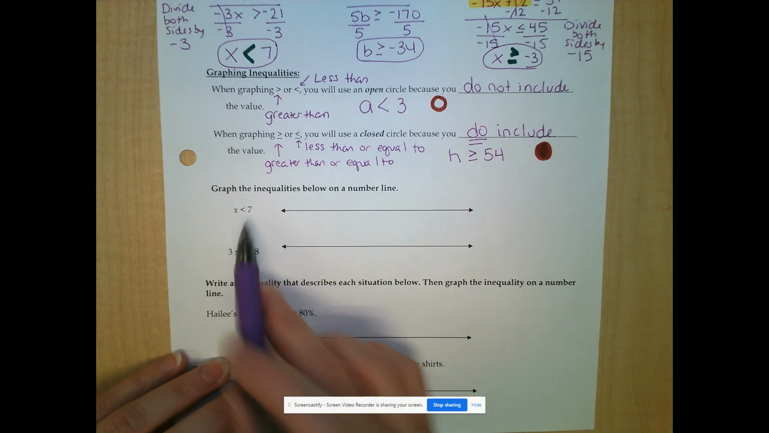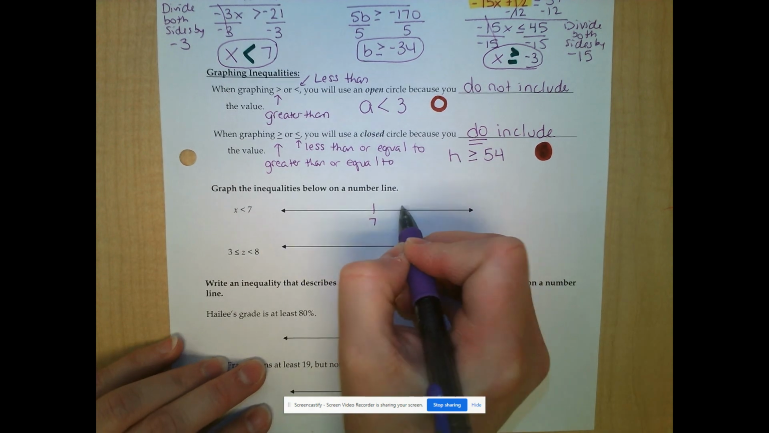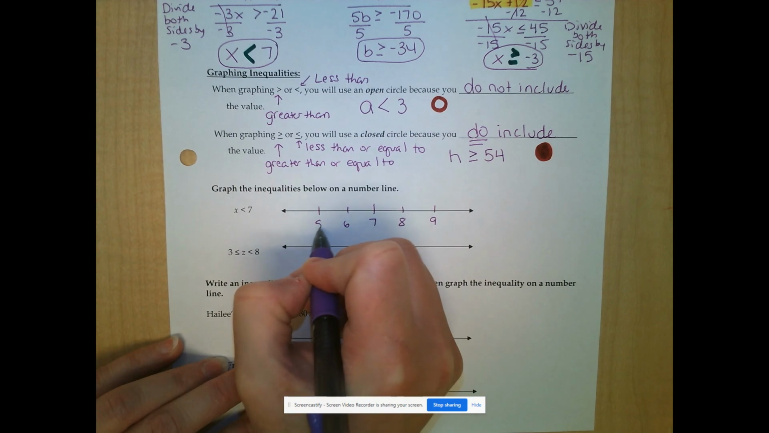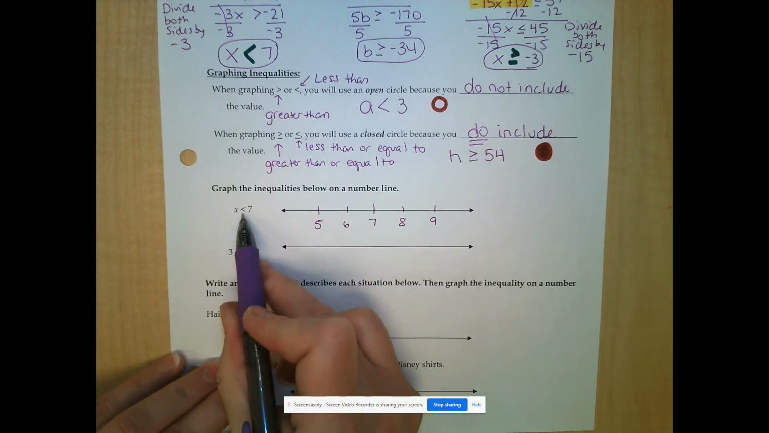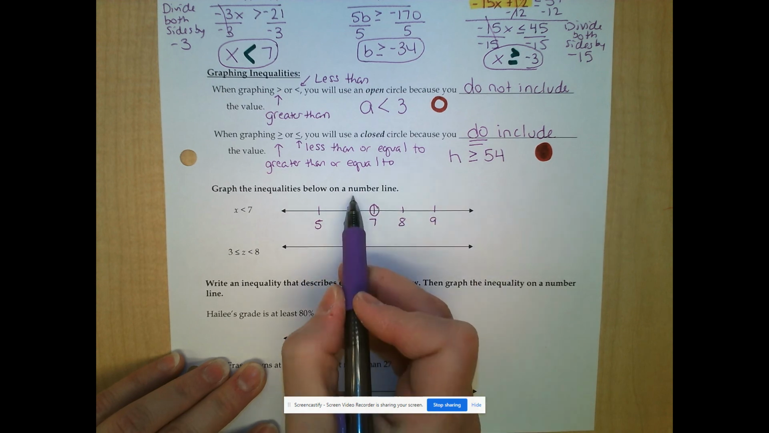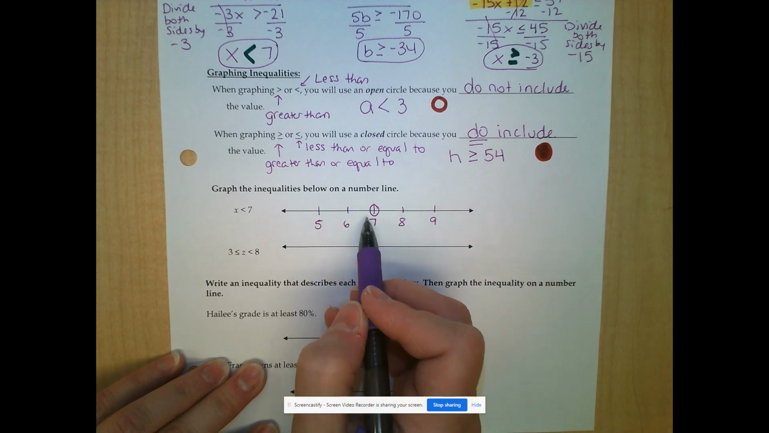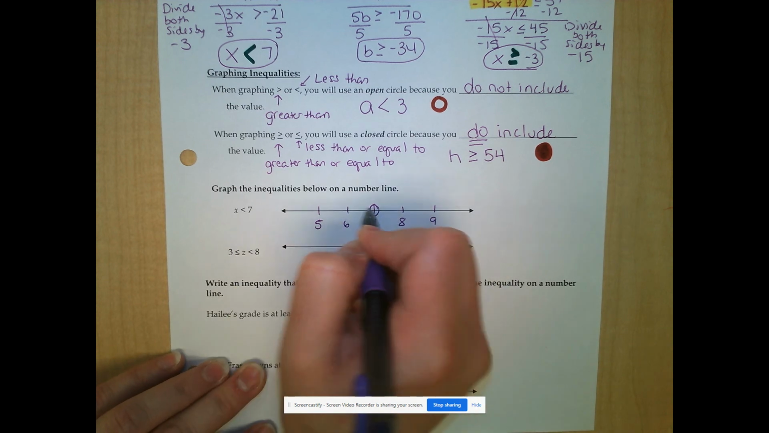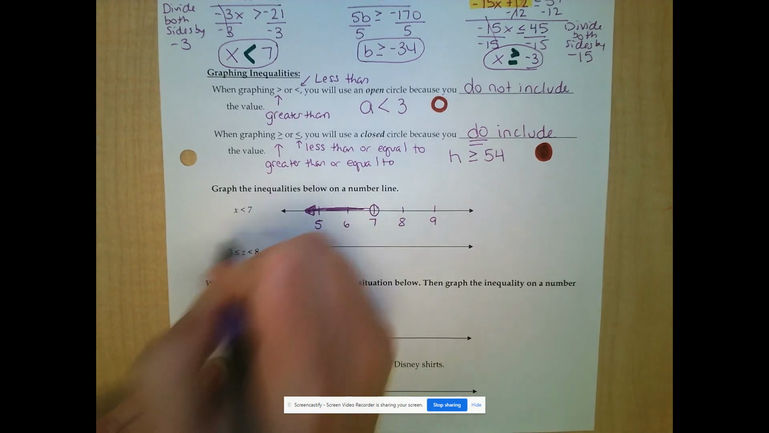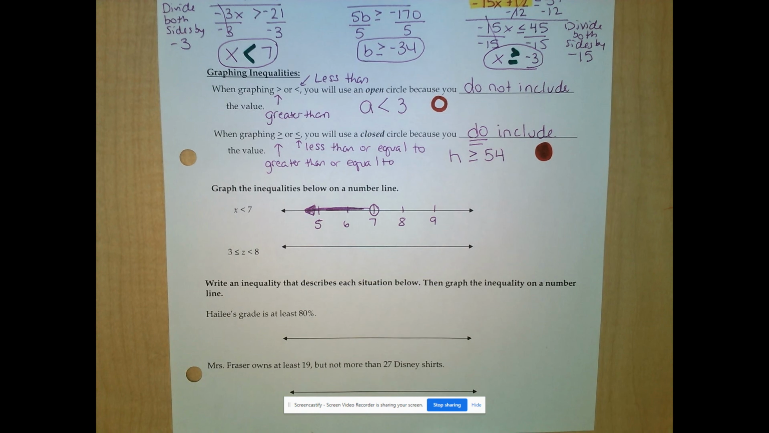X is less than 7. I'm going to put the 7 right in the middle. I'm also going to make sure there's a total of at least 5 numbers on my number line. The less than symbol means it's going to be an open circle. And I'm going to draw on my number line an arrow pointing towards all the values that are less than 7. So everything that goes that way, 6, 5, 4, 3, 2, 1, and 0 and all the negatives are numbers that are less than 7. They would make this a true statement.